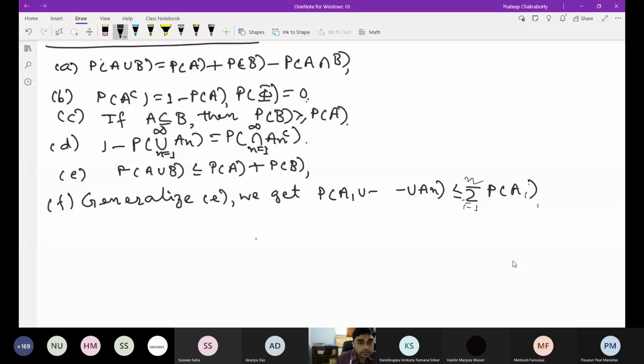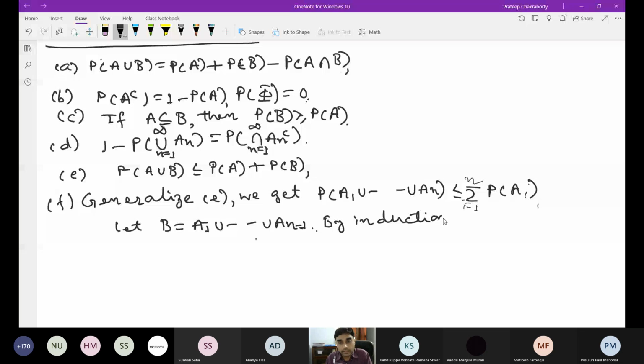So, there is something called induction, mathematical induction. Do you know that thing? Mathematical induction? Yes, sir. Okay. So, we let B equal to A1 union A n minus 1. Okay, by induction hypothesis, so mathematical induction says that we assume the result for n minus 1, then we will show the result is true for n, and the result is obviously true for 1.